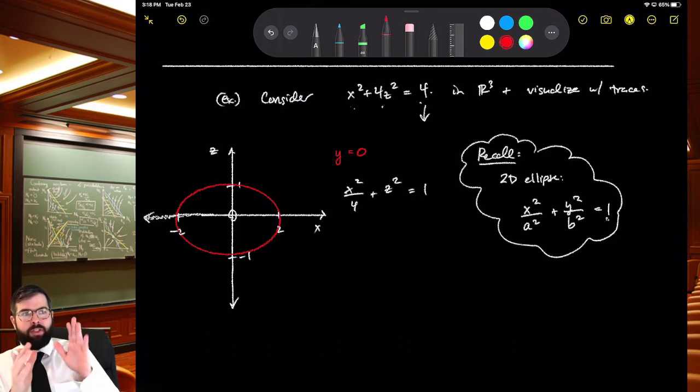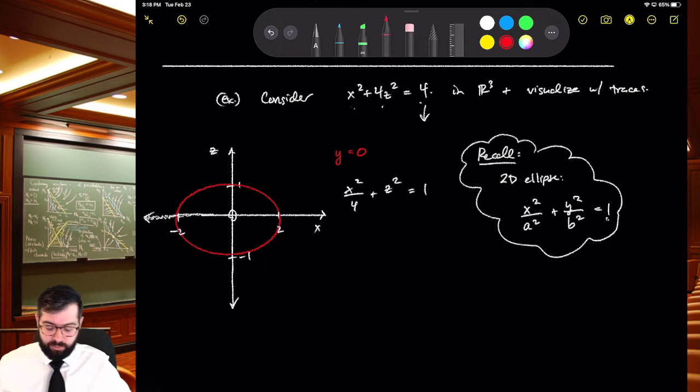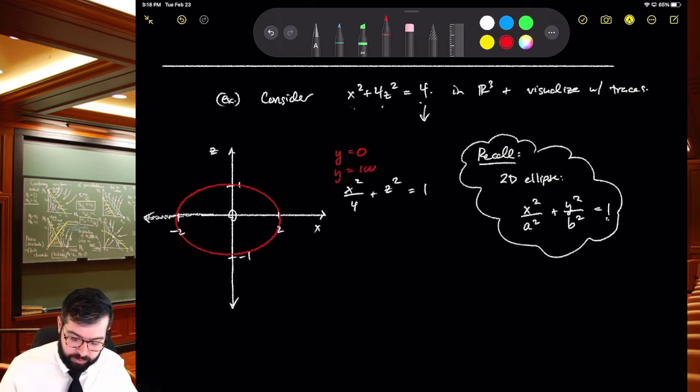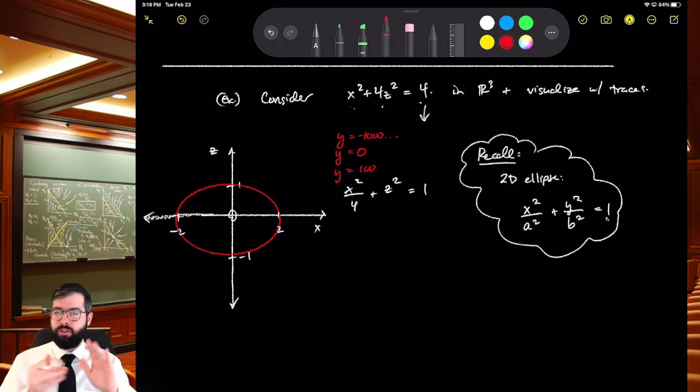So we get an elliptical cylinder because since y isn't in this equation, it's like this for y equals 0, it's like this for y equals 100, and y equals negative 1,000, right? And so on and so forth. So the trace is not super helpful here in terms of picturing any sort of change, but gives us a sense of what that cross section should be, and then we can stretch it down the axis that it's lying on.